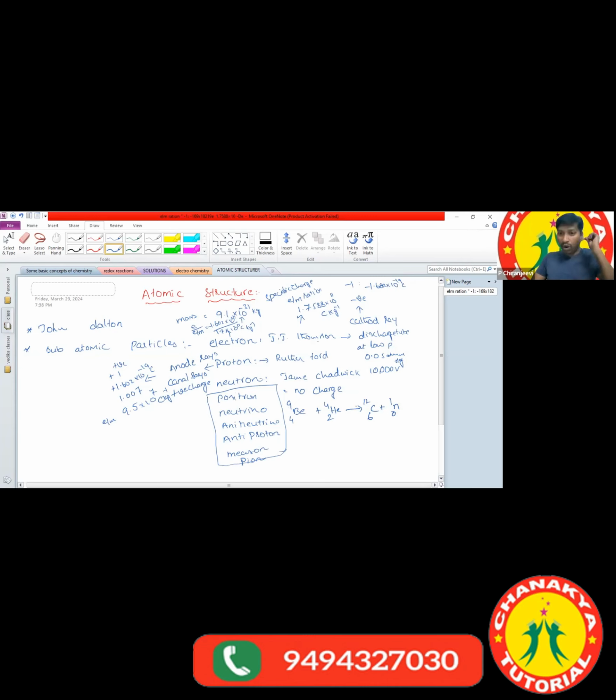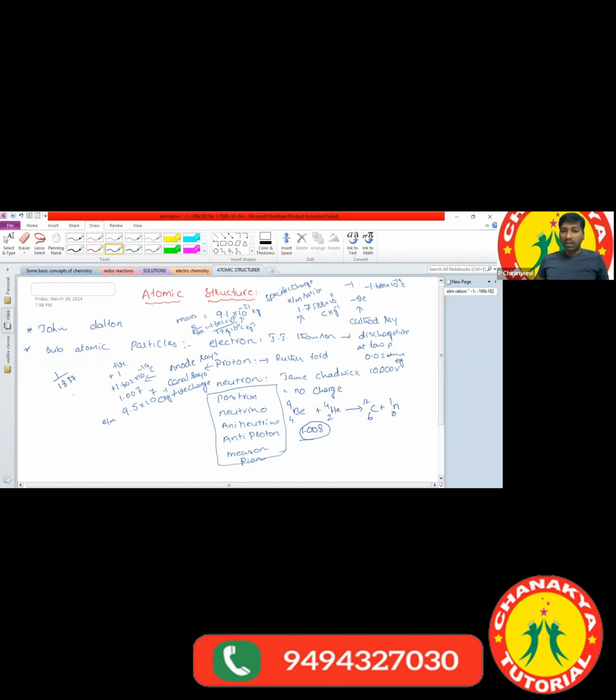What is the mass of the neutron? The mass of the neutron is 1.008. Among all the subatomic particles, electron, proton and neutron, the neutron has the greatest mass. And what is the relation between the electron and the proton? The electron has 1/1837 part of the proton's mass.